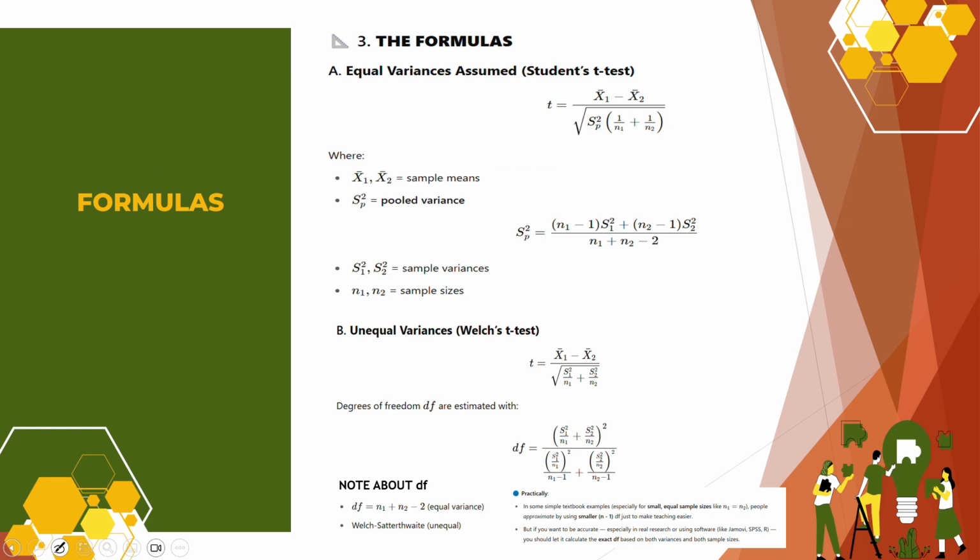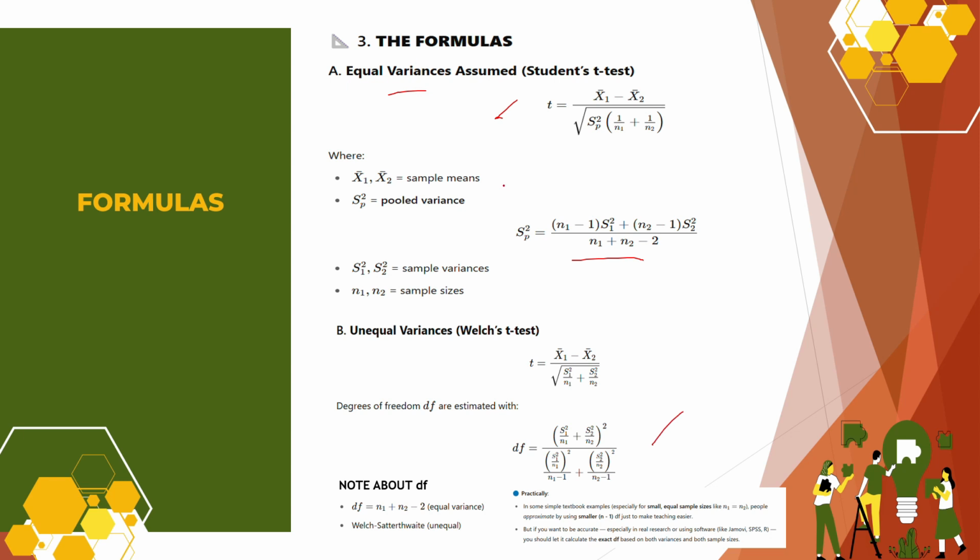So the formulas. It could be equal variances, which assumes the Student's t-test. If that is equal variances, the formula is this. We have the sample means, and this is the pooled variance. That is for equal variance using the Student t-test. If it is an unequal variance, we have the Welch t-test. So this is the Welch t-test.